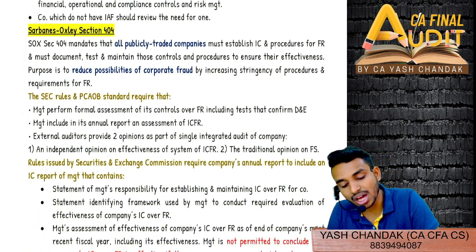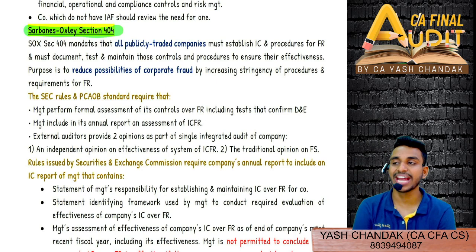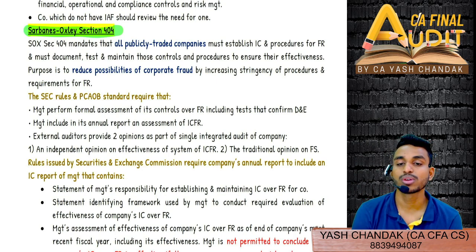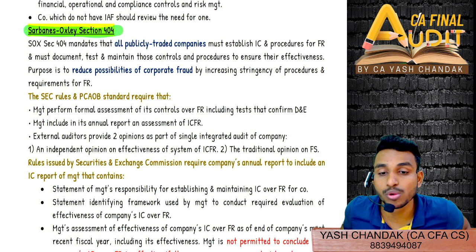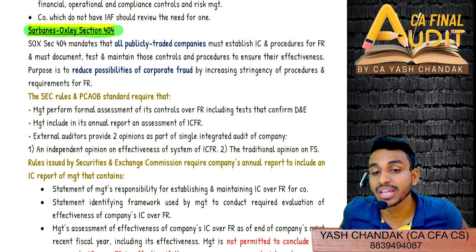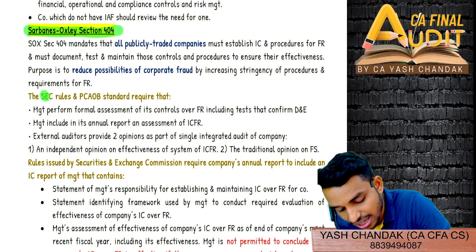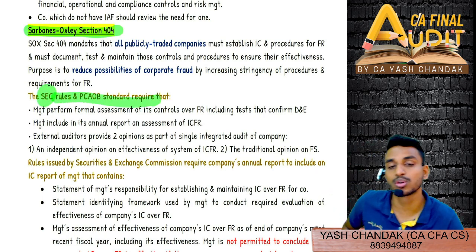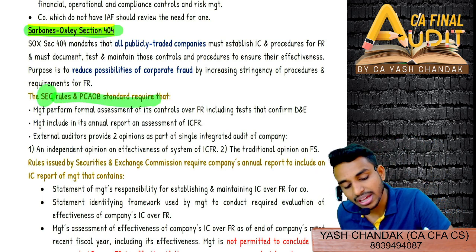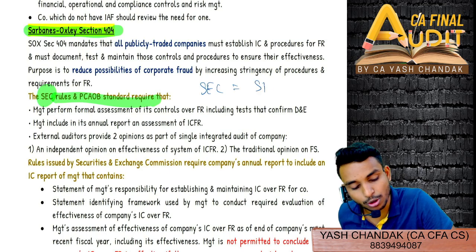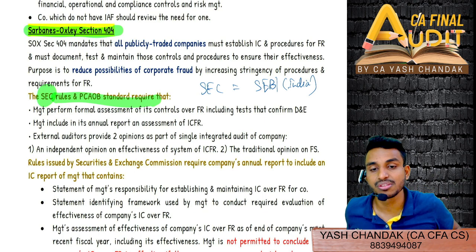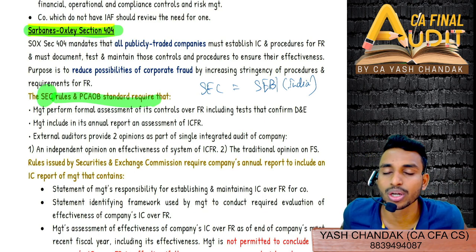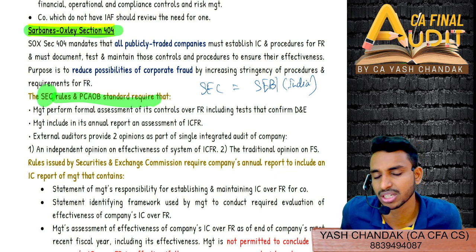Now, SEC, Sarbanes-Oxley Section 404. This is an act in the US, which you can say is like the SEBI Act, just like we have here in India the SEBI Act and SEBI LODR rules and regulations. So in the US they have the Sarbanes-Oxley Act, and the SEC has specified certain rules. What is SEC? SEC is equal to SEBI of India. Just like India has regulatory authorities for listed entities, the US has regulatory authorities for listed entities, which is called the SEC, Securities Exchange Commission.